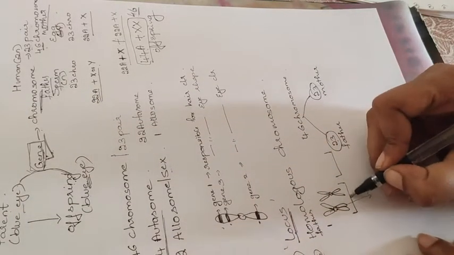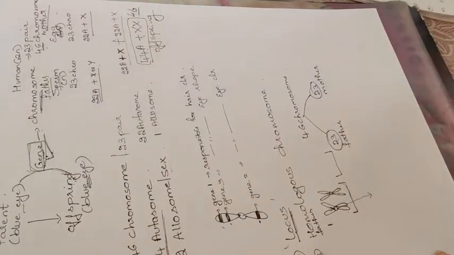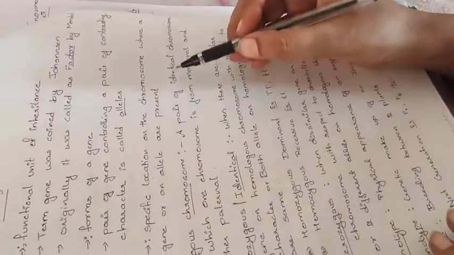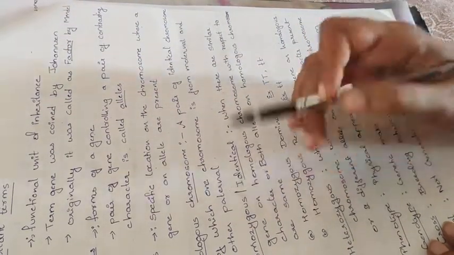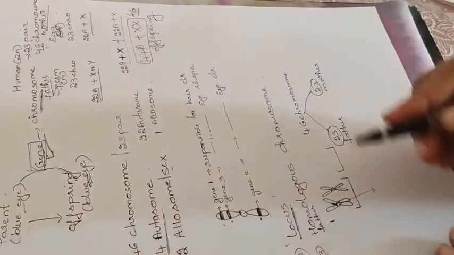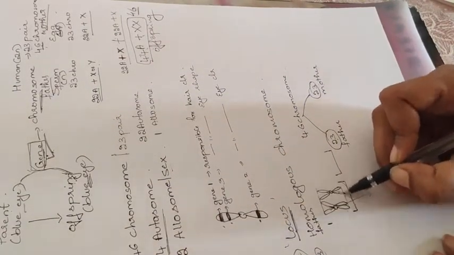And now these two chromosomes are called homologous chromosomes. These are a pair of identical chromosomes. They are the same chromosomes, of which one chromosome is coming from the maternal side and one from the paternal side. Why am I telling you identical? Because these two are the same size.